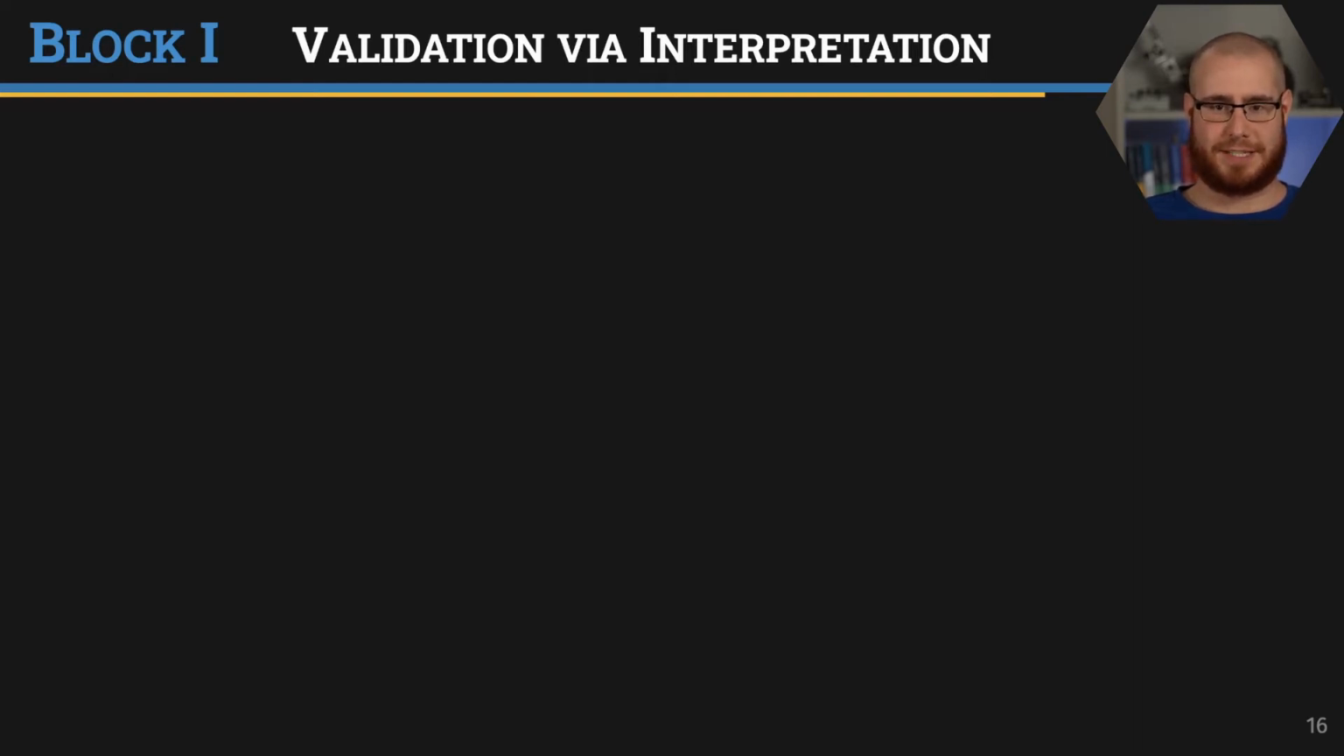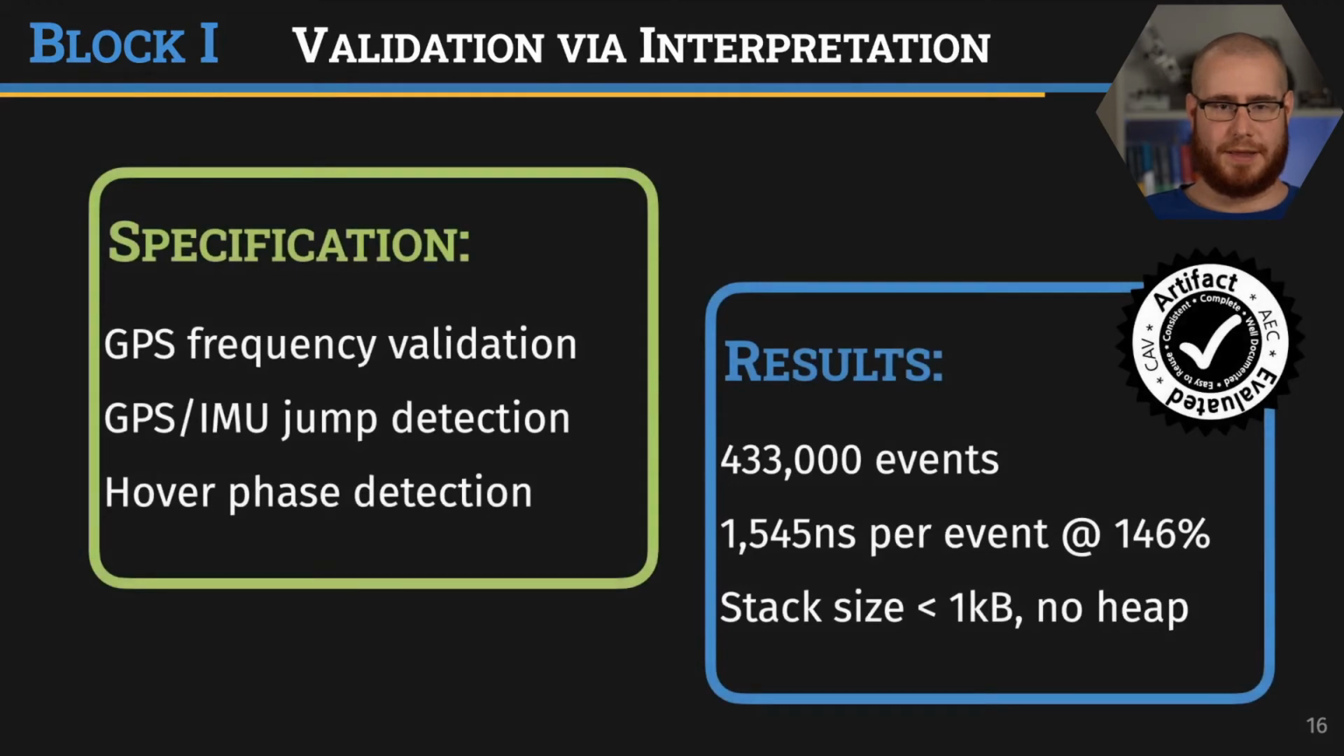And such an interpreter was presented at CAV last year. Here we had a specification where we checked for GPS frequencies. We detected jumps in the GPS IMU module, and we detected hover phases. So the specification was not really trivial. And still, with a log of 430,000 events, we evaluated everything, and the interpreter needed around 1.5 microseconds per event, running at 146% processing power. The stack size was less than 1 kilobyte and required no heap.